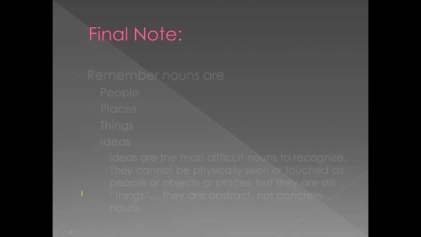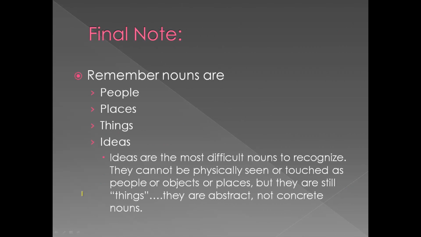On a final note, remember, nouns are people, places, things, or ideas. Ideas will be the most difficult nouns to recognize. They cannot be physically seen or touched as people or objects or places, but they are still things, quote unquote. They are abstract, not concrete nouns. This concludes our video on identifying nouns.